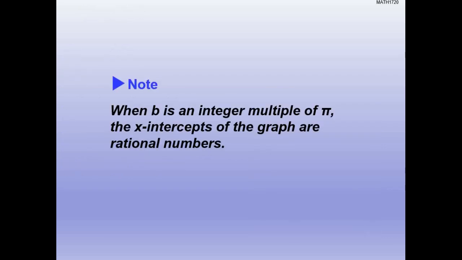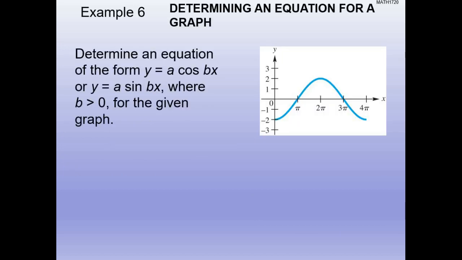All right, so just remember when b is an integer multiple of pi, the x-intercepts of the graph are going to be rational numbers. All right, so let's look at another example here. We want to determine the equation now of this graph. So now instead of graphing it, we are looking at this, and I've got to come up with the equation. All right, the easiest thing for you to pick off is you should be able to look at this waveform and be like, all right, I see the amplitude.